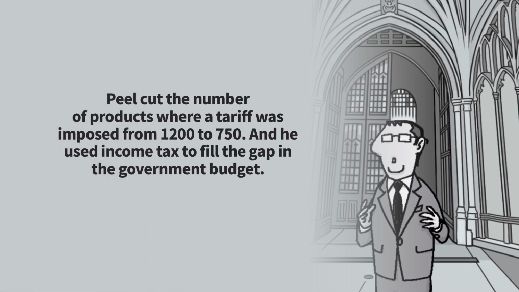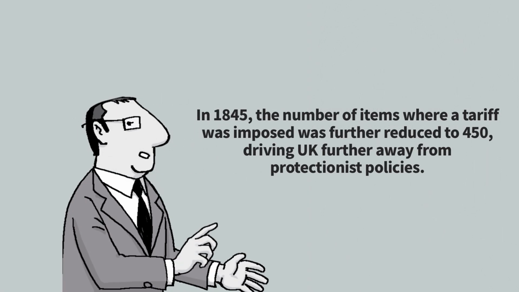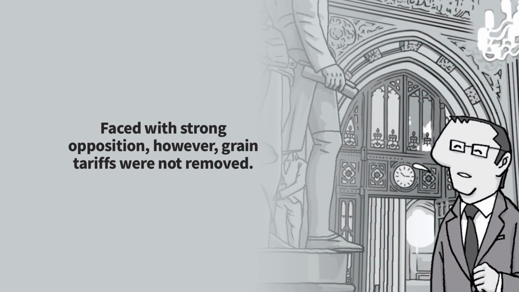Peel cut the number of products where a tariff was imposed from 1,200 to 750, and he used income tax to fill the gap in the government budget. In 1845, the number of items where a tariff was imposed was further reduced to 450, driving the UK further away from protectionist policies. Faced with strong opposition, however, grain tariffs were not removed.